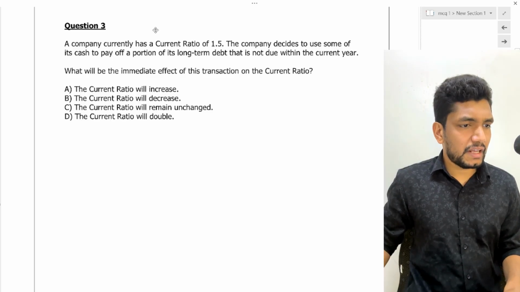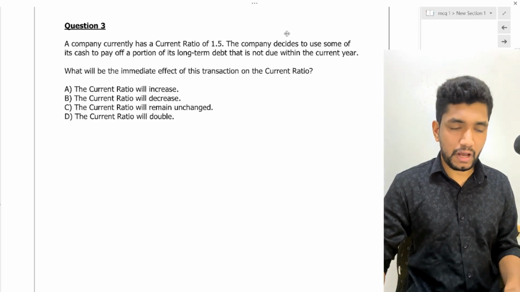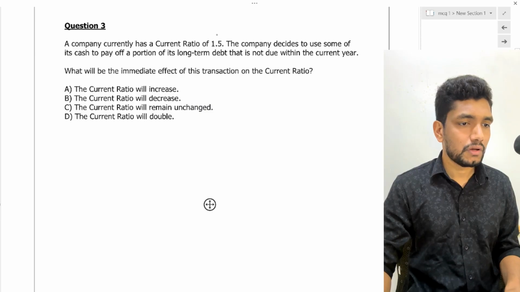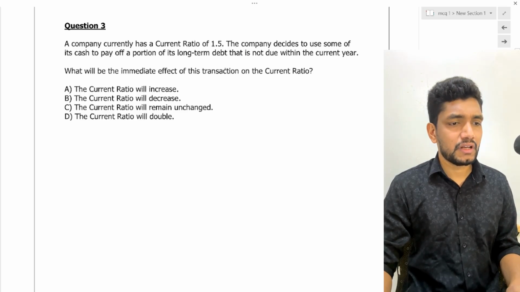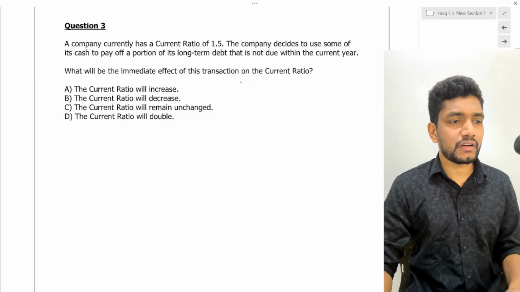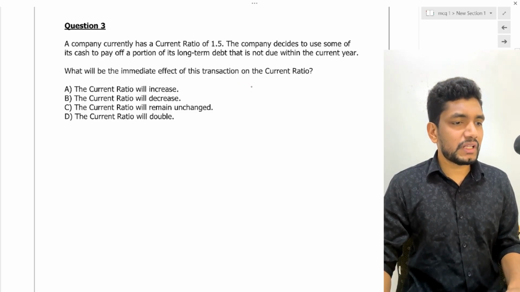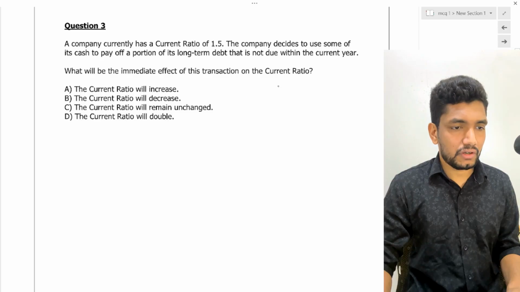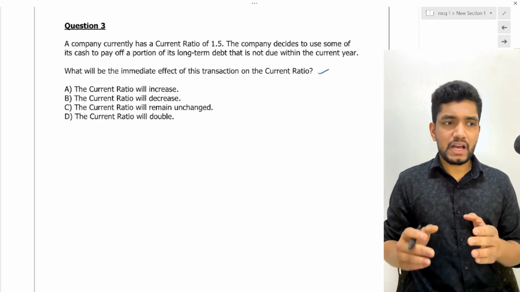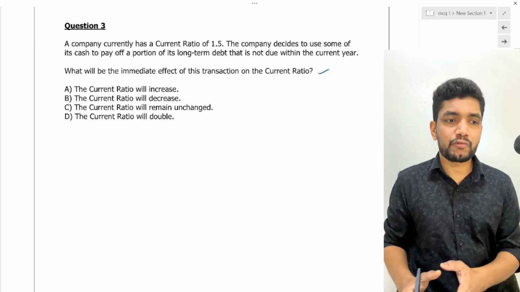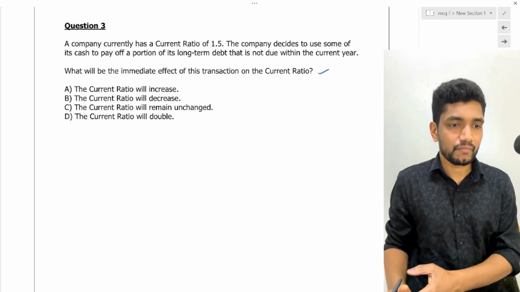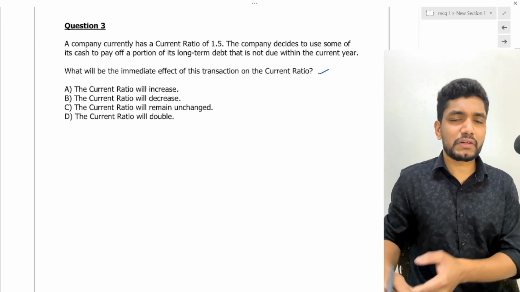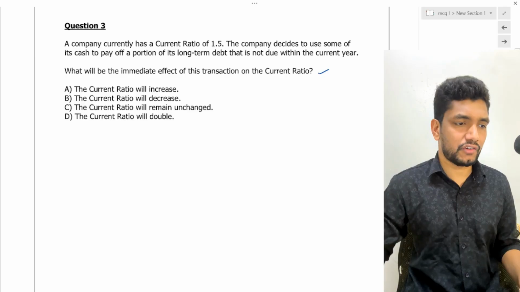The company currently has a current ratio of 1.5. The company decided to use some of its cash to pay off a portion of its long-term debt, and it is not due within current year. What will be the immediate effect of this transaction on current ratio? So, the company's current ratio is 1.5, and it decided to use some of its cash to pay the long-term debt. So, what will be the impact on the current ratio?